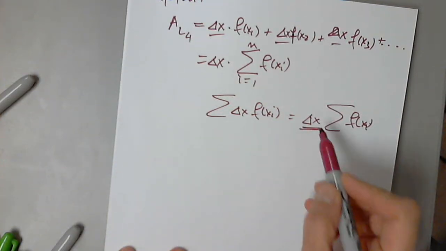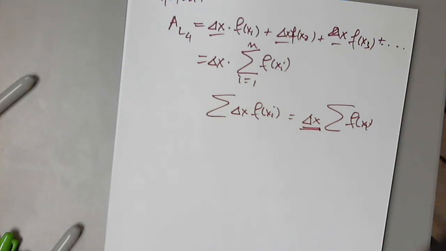Because this is a constant, it does not depend on where we are in the interval. If we are in the first subinterval, or the middle subinterval, or the last subinterval, delta x doesn't change. All rectangles have the same width. And being a constant does not depend on where we are, so it comes out. Is this better?